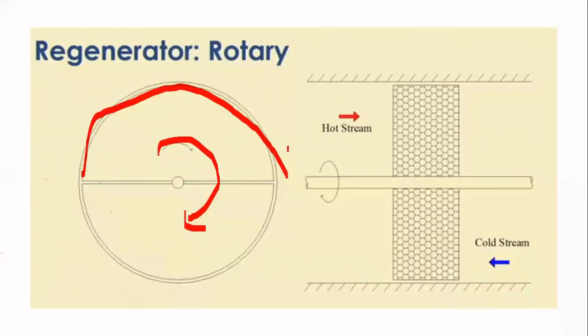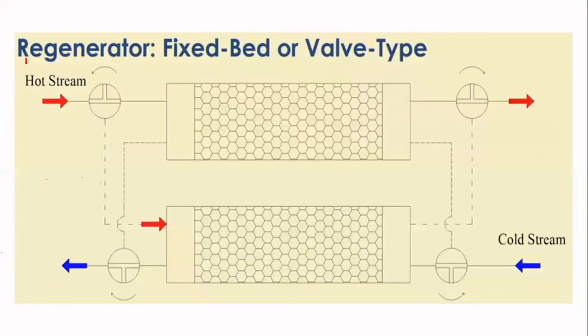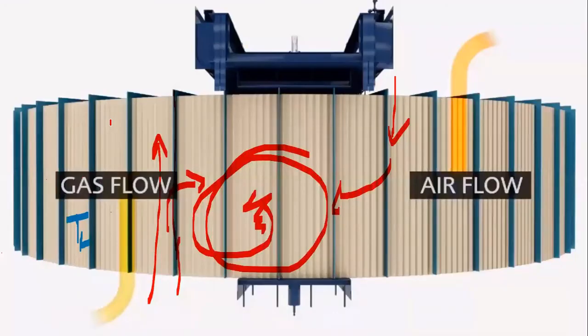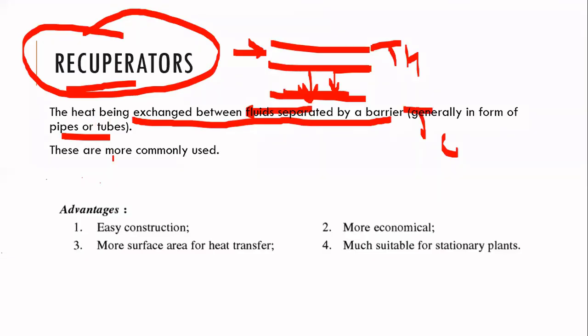There might be some leakage in the heat exchanger. That is the major disadvantage of such a type of regenerator. Again, in case of fixed bed or valve type regenerator also, there might be some leakage through the valves. So leakage is the major problem over there. In recuperator, we don't have that problem, but here the problem of fouling might be there. And recuperators are more economical and more commonly used. If I ask you for an example of any heat exchanger, in 99% of the cases, the example will be a recuperator.